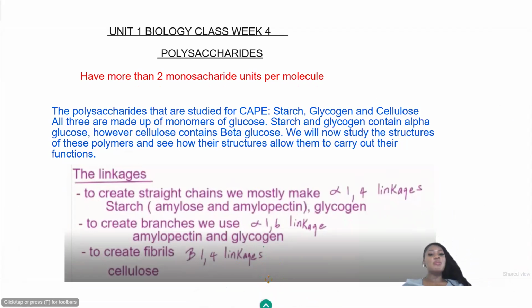And whenever we want our molecules to have a branch, such as in amylopectin and glycogen, then we have to use another type of linkage called an alpha 1,6 linkage. And whenever we want to create tough fibers, we use beta 1,4 linkages. But all of these you're going to see as we progress through the class. All right, so make note of this, guys. And then we're going to spend time learning each polysaccharide one at a time, and seeing how the glucose units are linked together. Let me give you some time to copy this.